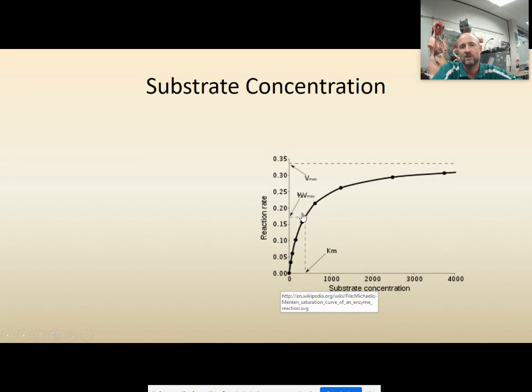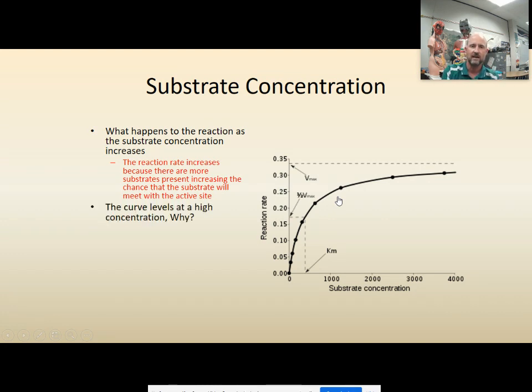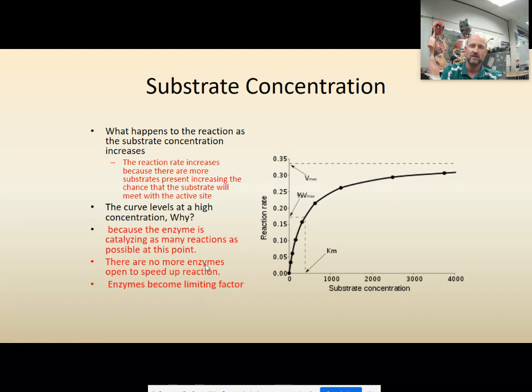But in any case, as substrate increases, there's more chance those enzymes have a substrate in them, and we get more reaction time. So the reaction rate increases because there are more substrates present, increasing the chance that the substrate will meet the active site. And because the enzyme is catalyzing as many reactions as possible, that's why it plateaus or levels off at a high concentration. So that is substrate concentration.